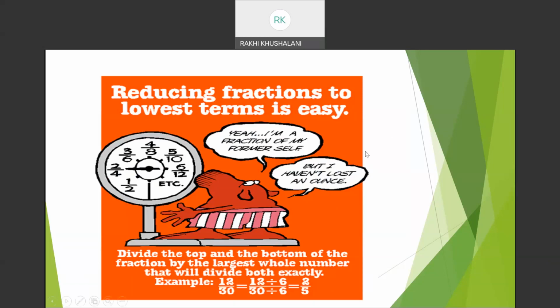6 into 1 is 6, 6 into 2 is 12. 5 into 1 is 5, 5 into 2 is 10. So he has not lost an ounce. So divide the top and the bottom, that means the numerator and the denominator of the fraction, by the largest whole number that will divide both exactly.